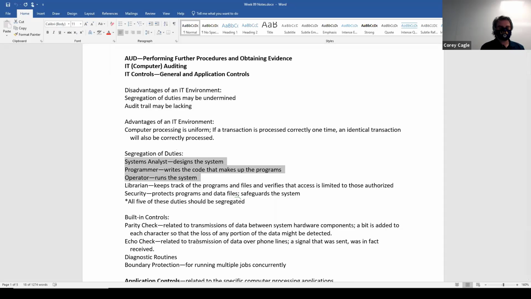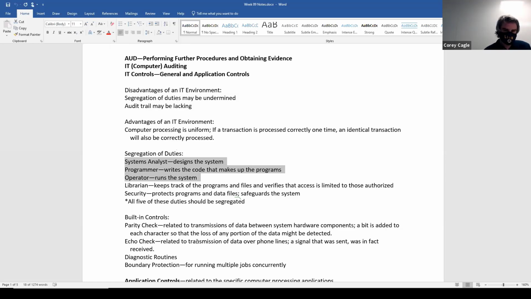So you don't want the same person who designs the system to be the person who runs the system. That gives them a whole heck of a lot of control and a whole lot of opportunity to just do whatever they want, right? So if you can segregate that out, you got an analyst who designs it, you got a programmer who writes the code and carries out that design, and then you got an operator who runs it. That's good segregation of duties there. If you can keep those things segregated, that's a good thing. Keep someone from having too much control to do whatever they want.